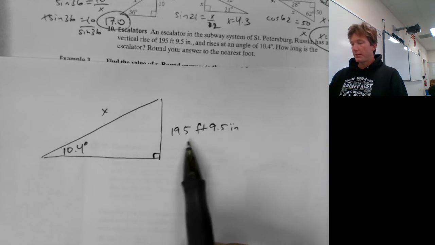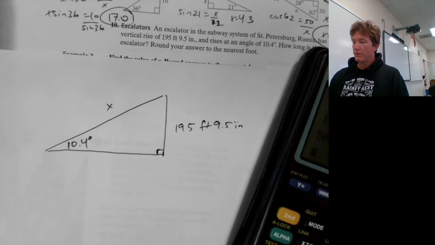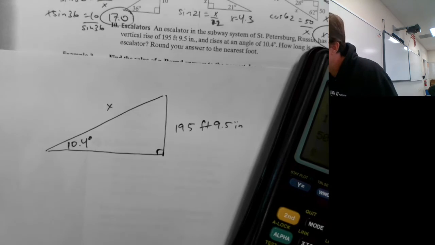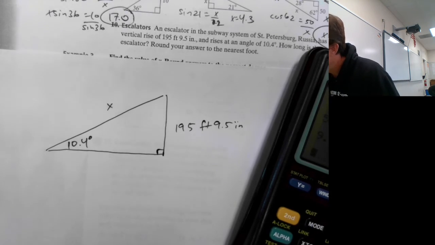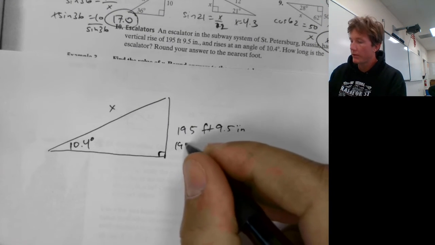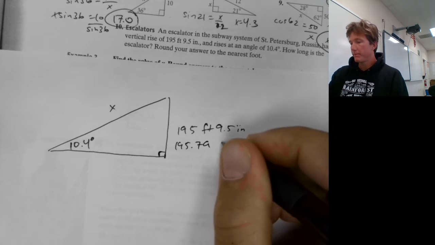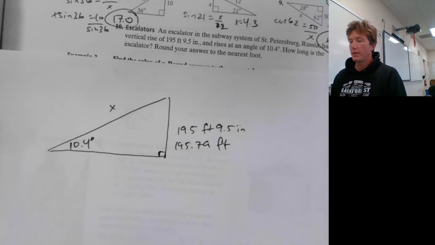Okay, so first I'll need to convert this to feet. So 9.5 inches is 0.79 parts of a foot. Okay, so I just converted inches to feet there.